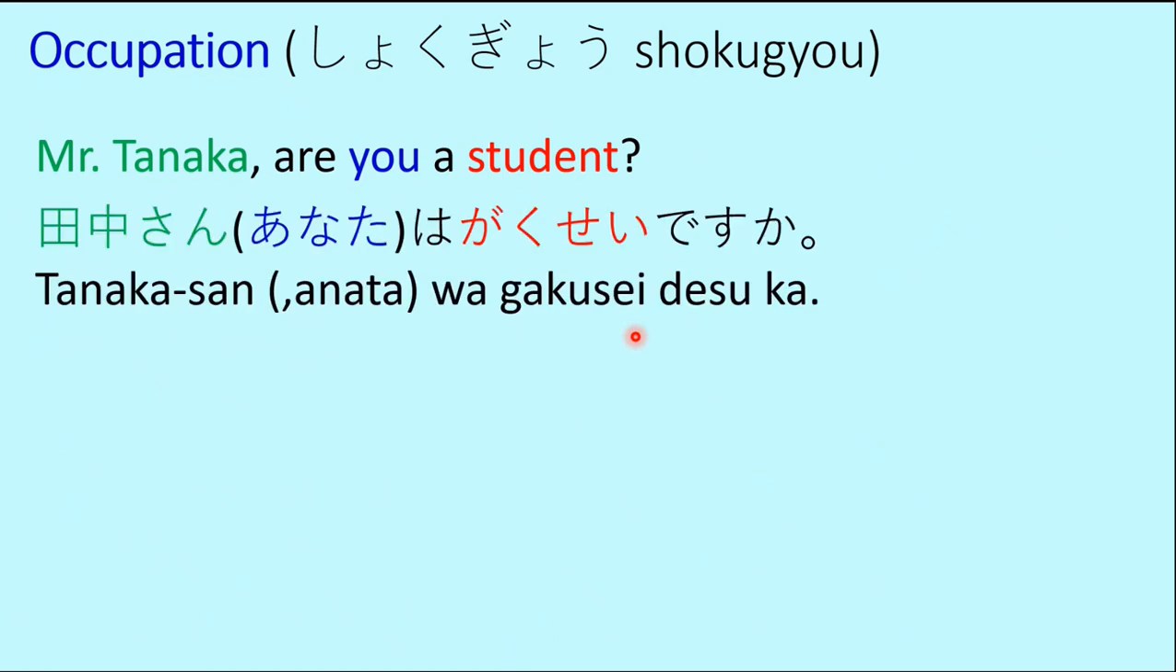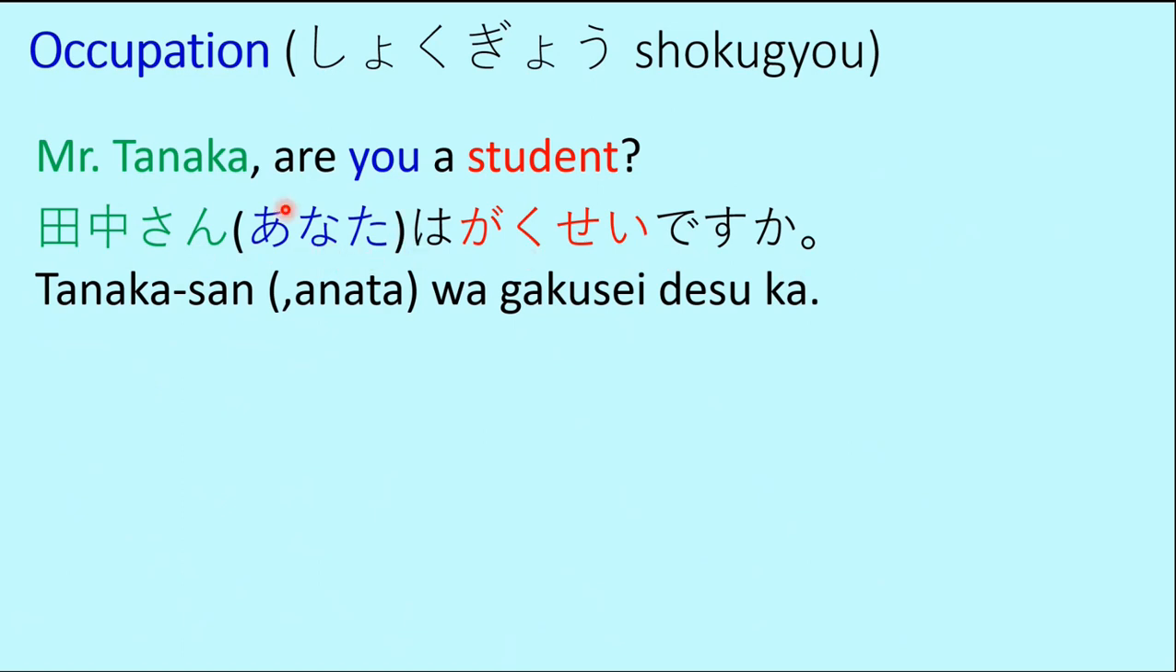Tanaka-san wa gakusei desu ka? Gakusei means student. And here you can see that we have written anata in bracket. So anata means you. So this may be avoided. So you can directly say Tanaka-san wa gakusei desu ka? Or you can say Tanaka-san, anata wa gakusei desu ka?